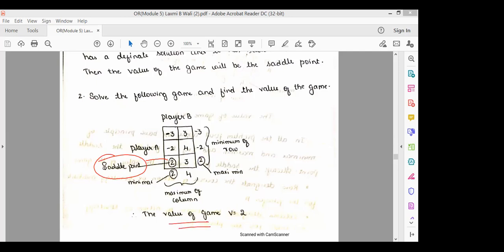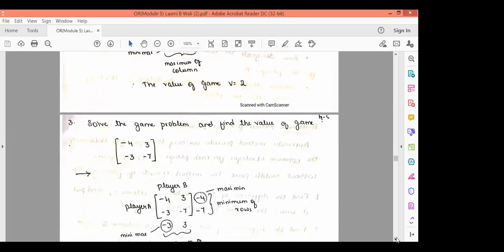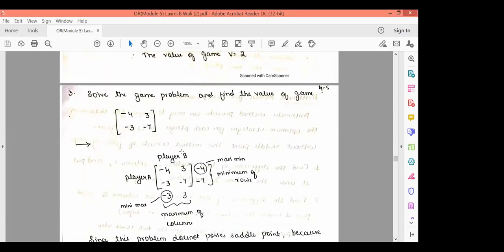Value of the game. It means what now? Player A is going to win that particular competition by 2 points. It means player B is losing. So this is the second matrix. The same way, you can go through this problem.